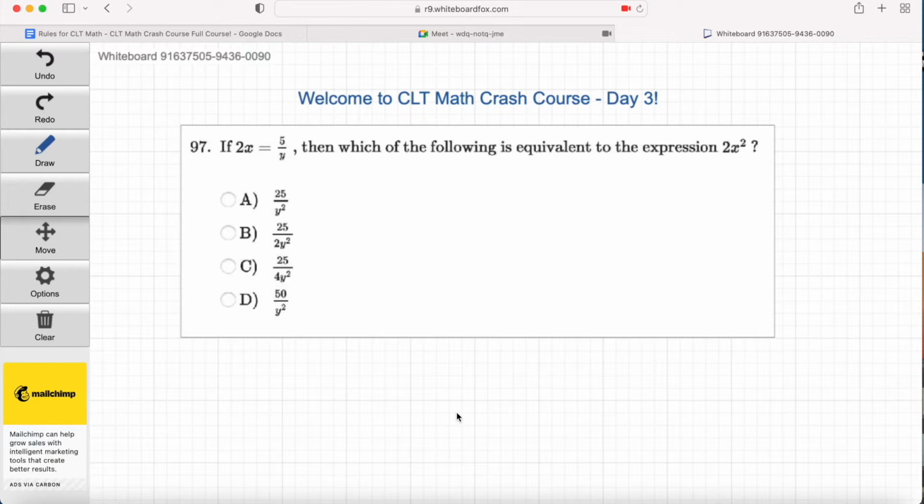If 2x equals 5 over y, then which of the following is equivalent to the expression 2x squared?